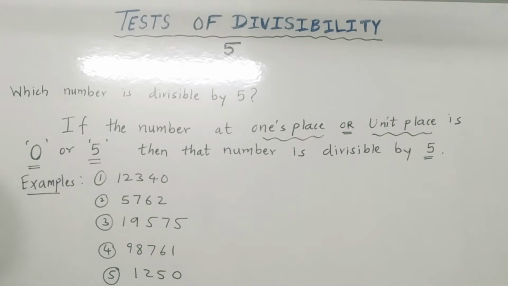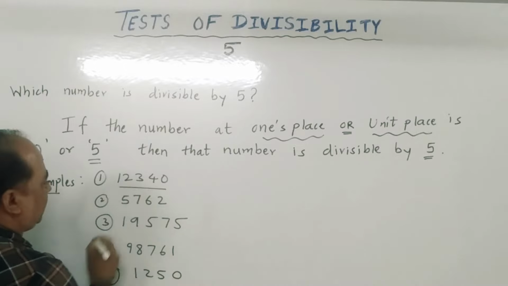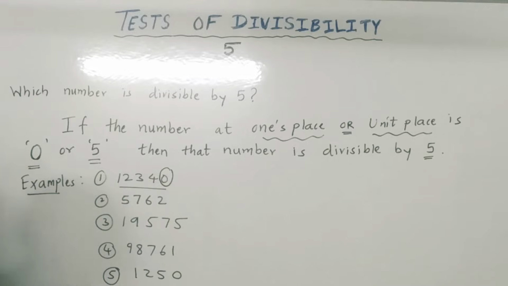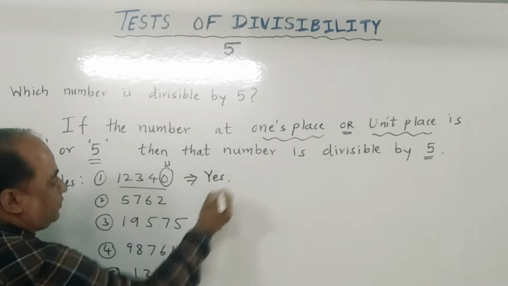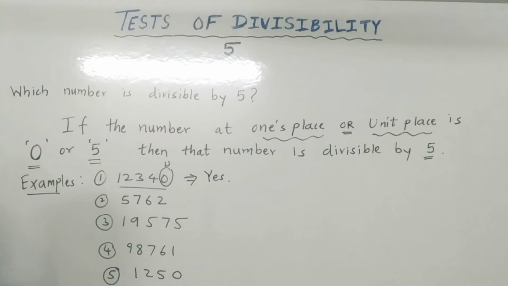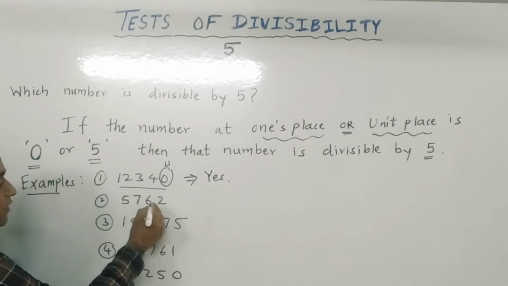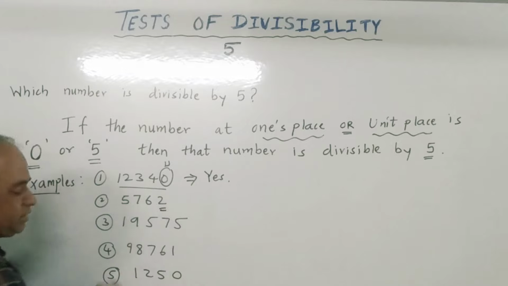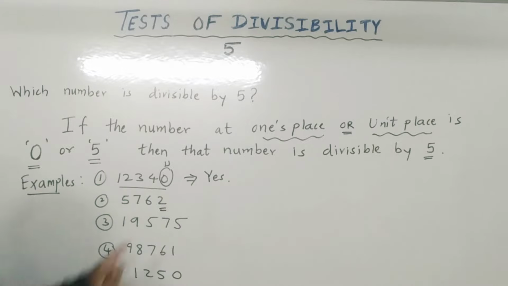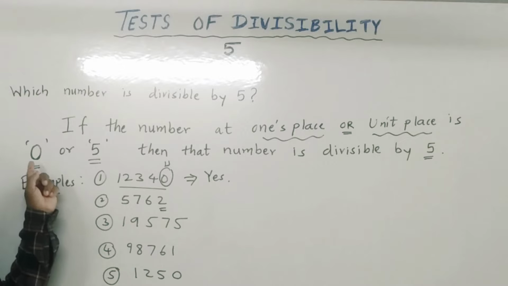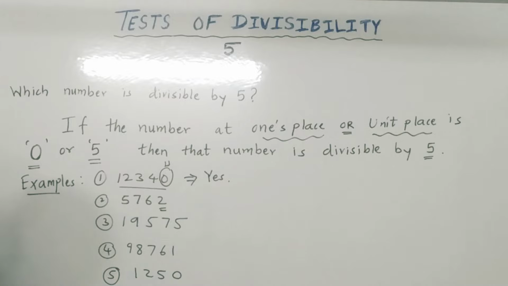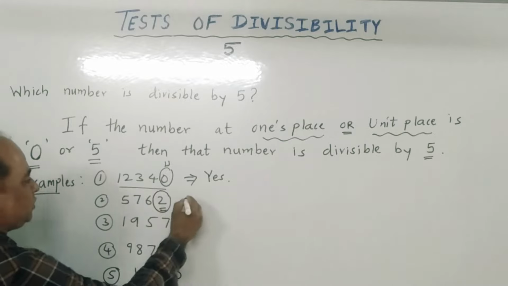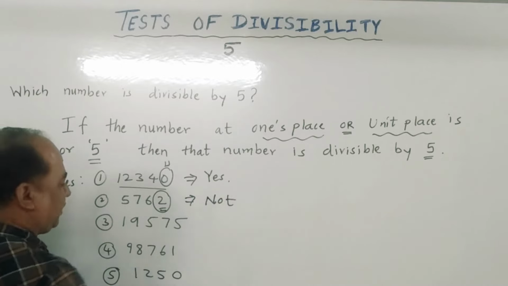So let us identify among these examples which of the numbers are divisible by 5. So in this number, the last digit is 0, unit place is 0. So this number is divisible by 5. Here, second example, 5762, the last digit is 2. So our condition for the test of divisibility of 5 is 0 or 5. If the last digit is 0 or 5, then it is divisible by 5. Here the digit at unit place is 2, so it is not divisible by 5.